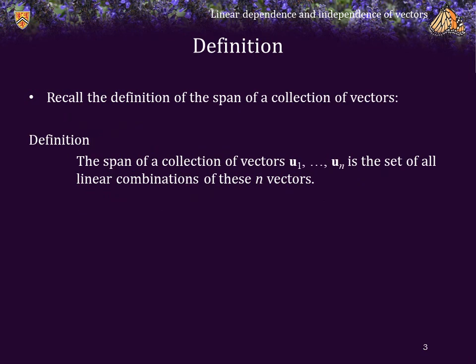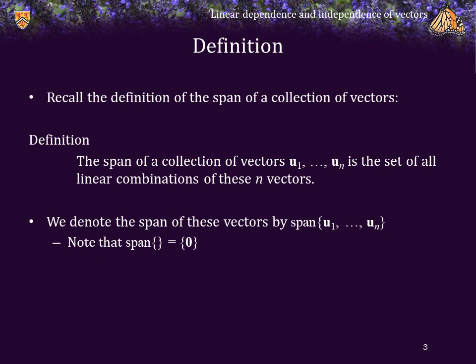Now, recall the definition of the span of a collection of vectors. The span of a collection of vectors u1 through un is the set of all linear combinations of these n vectors. We denote the span of a collection of vectors using the notation span with the vectors within braces. Note that the span of no vectors is the zero vector. Again, this is similar to the sum of no numbers being zero.